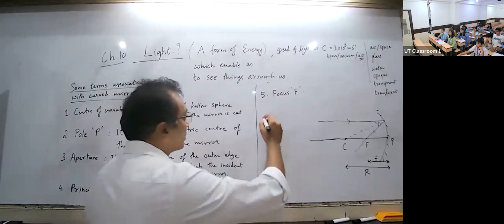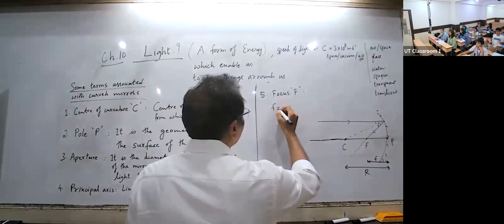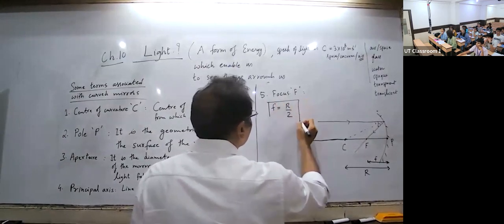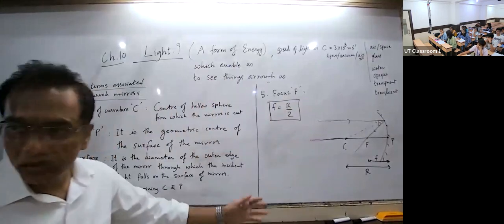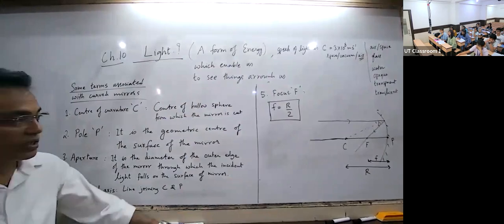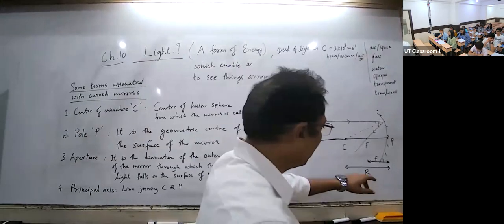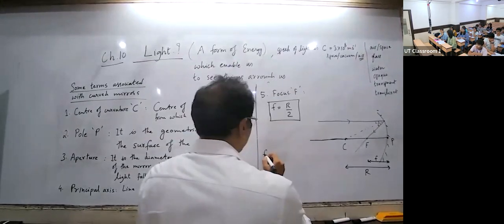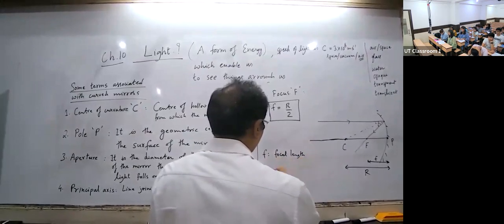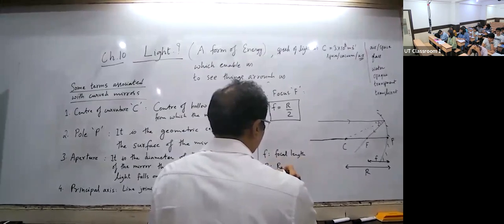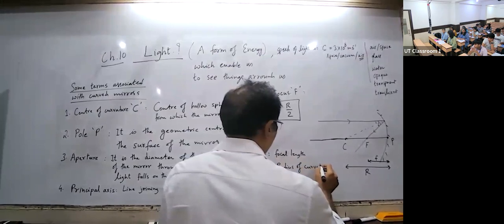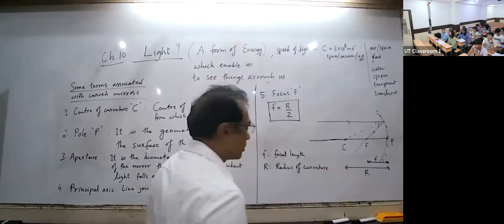And there is a relation. So f is equal to R by 2. It can be proved also, but the proof is not in your scope. So there is a relation between radius of curvature and focal length. f is the focal length, R is the radius of curvature.